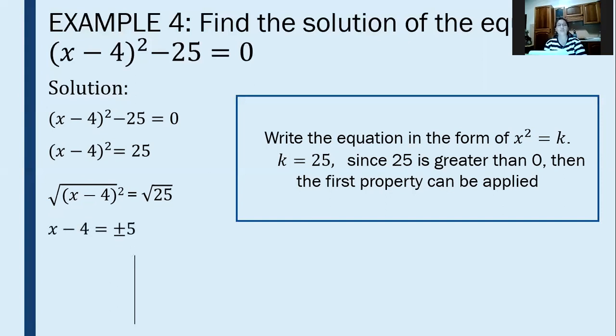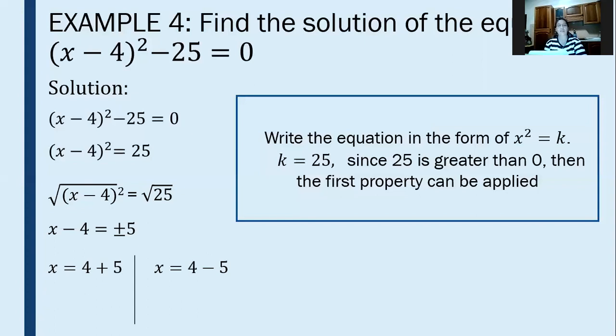Again, the square root of (x minus 4) quantity squared is equal to x minus 4. And the square root of 25 is positive and negative 5. Why? 5 times 5 is 25. Negative 5 times negative 5 is also 25. Then, solve for x.